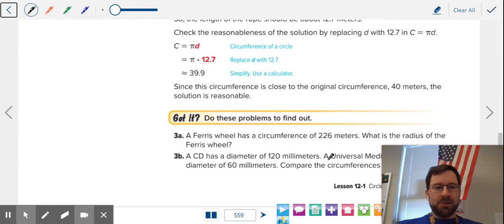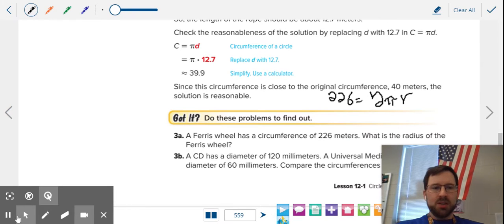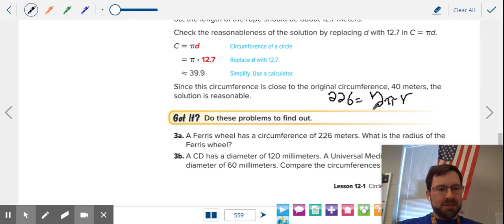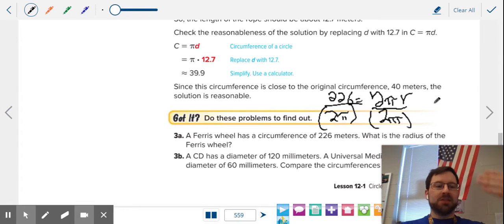All right, now we're getting to where I was talking about. A Ferris wheel has a circumference of 226 meters. So this time we know the circumference. What is the radius? So we use the radius formula, 2 pi r. How do we get the r by itself? We have to divide by 2 pi. It is a good idea to put parentheses around it so that order of operations doesn't divide, then multiply. You want to divide by 2 pi. So 226 divided by parentheses 2 pi, close parentheses, is 36 meters.